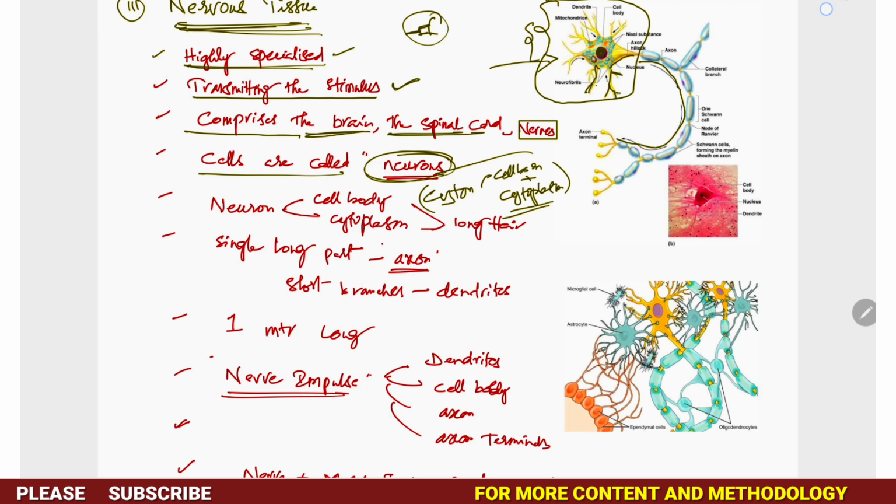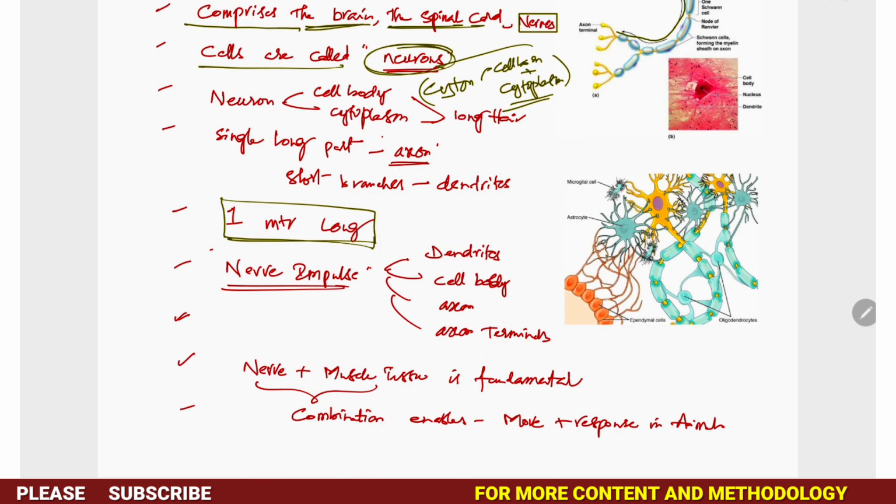Every individual nerve cell may be up to 1 meter long. The longest cell in the body is the nerve cell. These nerve cells also play an important role in the nerve impulse. What does it mean? A signal that passes along the nerve fiber is called a nerve impulse.